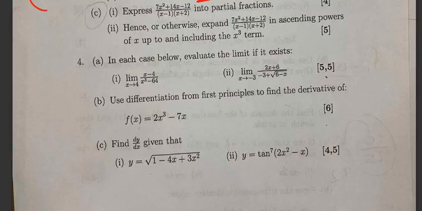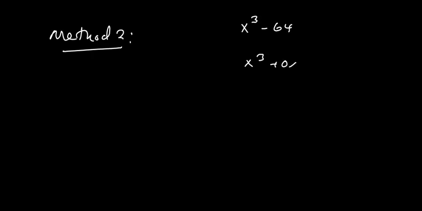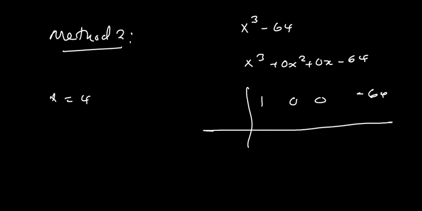So method 2 is simply going to be, we get our x to the power 3 minus 64. First of all, we expand it. That's going to be 0x squared and 0x minus 64. Then the coefficients are 0, 0 and negative 64. The number we're approaching is what? Is 4, right? So we put the 4 there. This is going to be what? This is going to be 1. That's a 4. That's a 16. That's a 4.